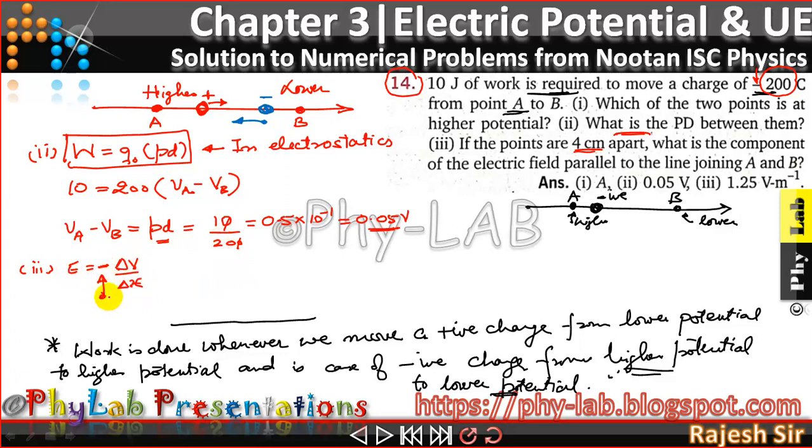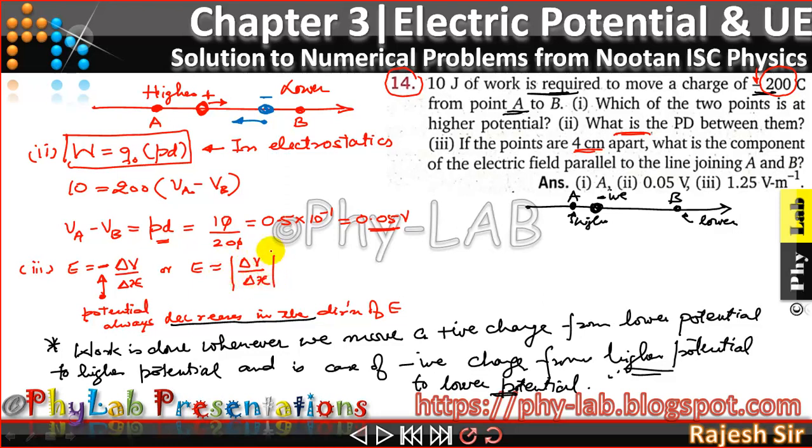Now the minus sign indicates only one fact. What is that fact? It tells me that along the direction of electric field, potential always decreases. The negative sign is for that. Potential decreases in the direction of electric field, friends. So if I am just interested in the magnitude part, I can say the electric field is equal to the magnitude of delta V by delta X.